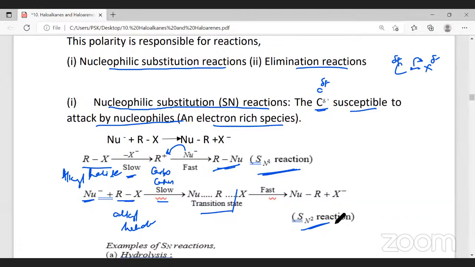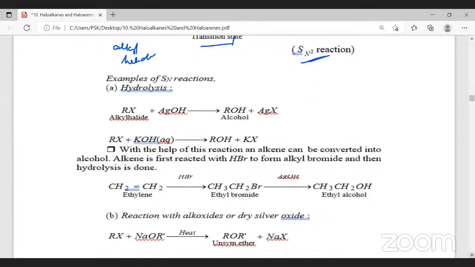So the reaction is called what? Substitution nucleophilic bimolecular reaction. Now, examples for the SN1 mechanism. Some of the examples we will learn, and the mechanism we will learn possibly tomorrow. Now, an alkyl halide is generally represented by RX.